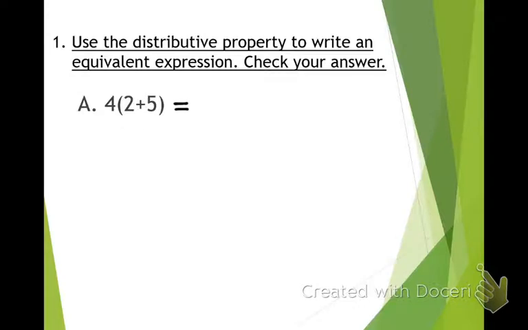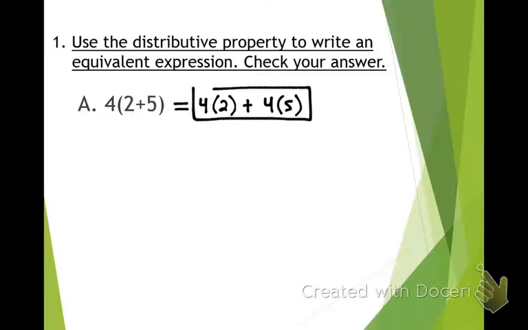So who wants to tell me what to write? Shikari, go ahead. 4 times 2. And 4 times 5? Good job. Okay, so just remember, whatever your sign is right there, you want to put that same sign over there. Okay, so very good. That is an equivalent expression. It's something that's equal to what that original problem was.